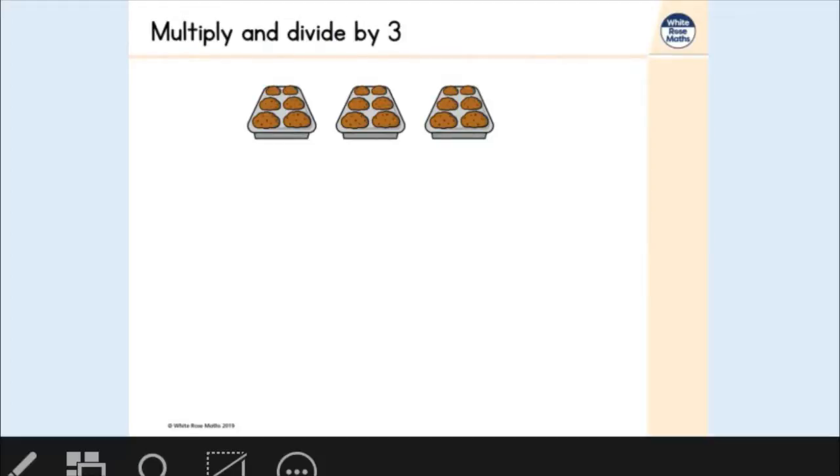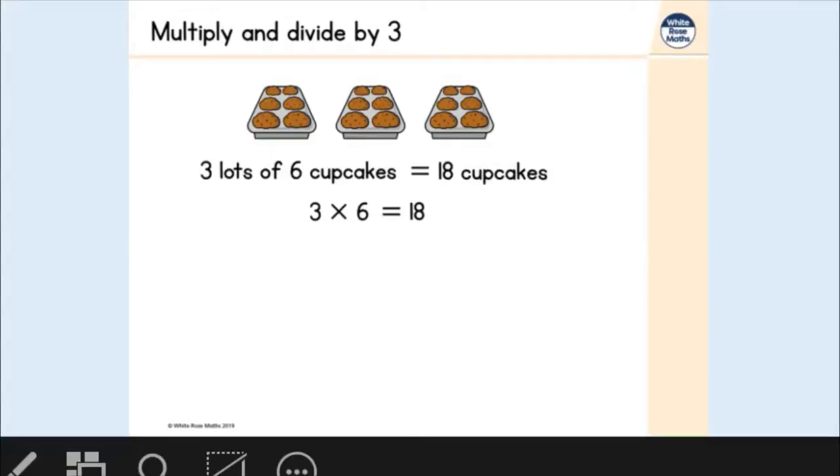We've got some, I think it's cupcakes baking away, and as you can see we've got 3 lots. And how many cupcakes in each lot, each group? Well, we've got 6, haven't we? So we've got 3 lots of 6, and if we counted them up we'd see that was 18. How do we write that as a number sentence? 3 times 6 equals 18.